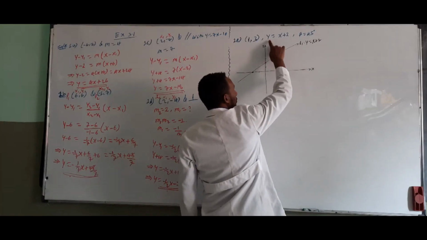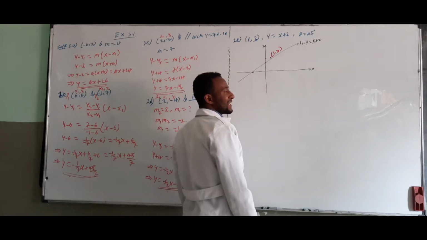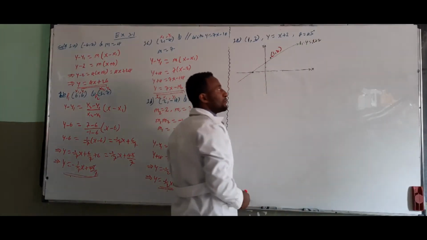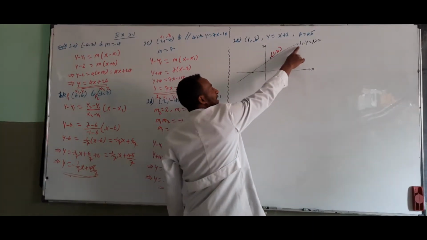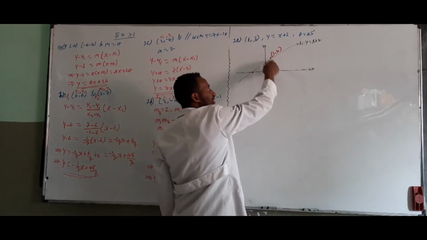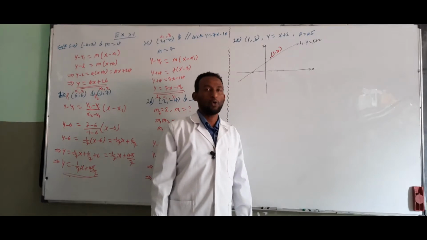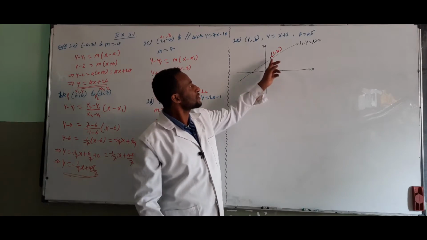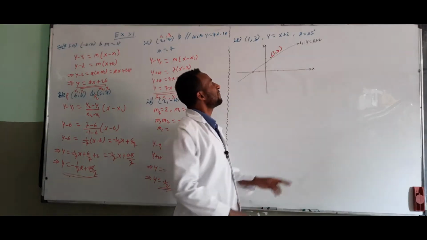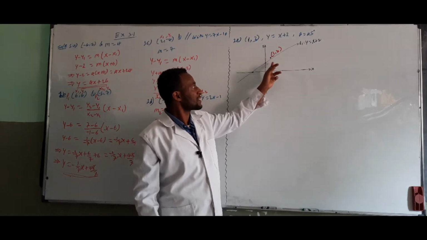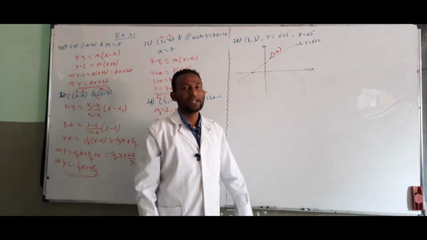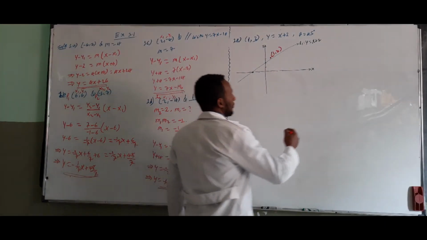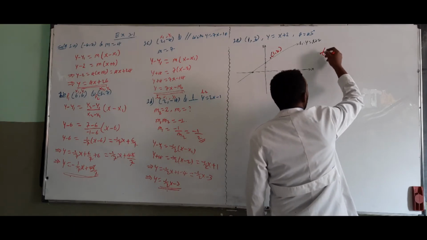For line L1, we take y is equal to x plus 2 as the equation of line 1, and 45 degrees means the angle between line L1 and L2 that passes through this point (1, 3) is 45 degrees. Then we have to find the equation of the line that passes through (1, 3). Before we find the equation, we have to get the slope of that line.